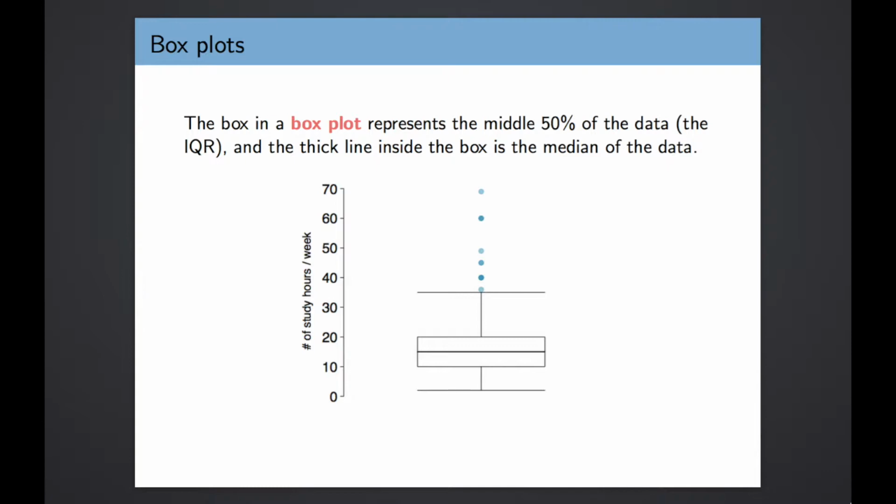So for example, it gives us information about the range of the data, the low point and the high point of the data. So you can see that on the scale out to the left of this box plot. The middle box represents the middle 50% of the data, so the interquartile range, and the thick line in the middle of that box is the median of the data. So let's take a little bit closer look at the rest of the features of a box plot.